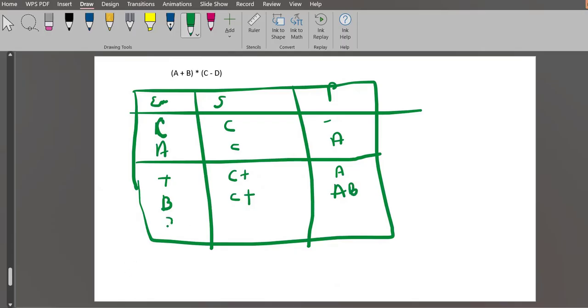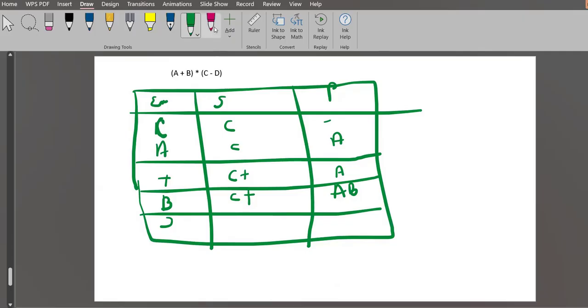Now the bracket close comes. Once the bracket close comes, we have to pop all the things from the stack and add them to the output until we find the open bracket. So once we find it, we will have A, B plus. Done. Then the stack will now be empty.